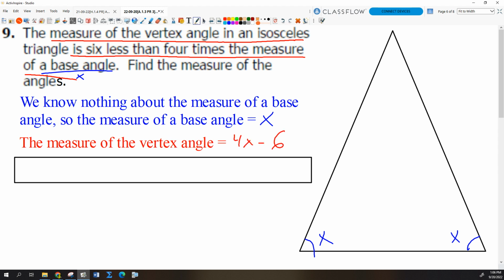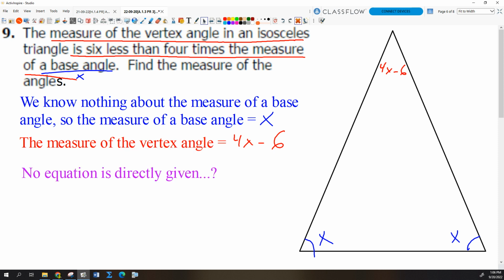Okay, we good? And I could plug in that value up here, 4x minus 6, and now it wants us to find the measure of the angles. Well, what the heck? There's no equation that's given to us. So there must be some geometry property that we can draw on here to make an equation. What is that?